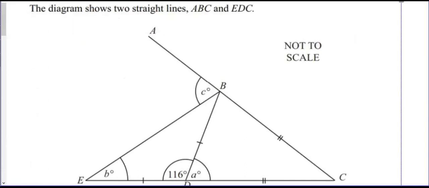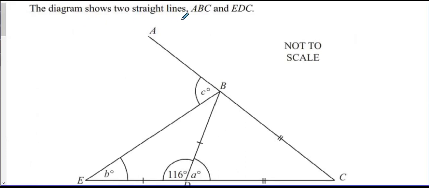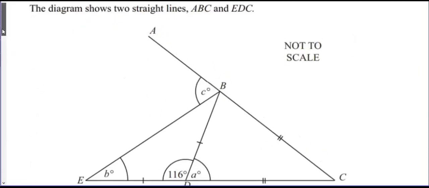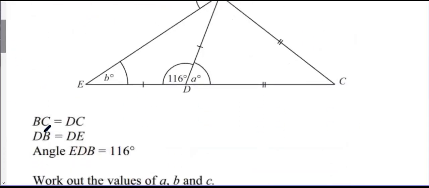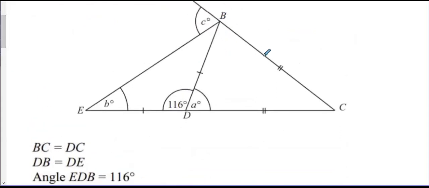The diagram you see here shows 2 straight lines. We are given straight lines: one is ABC, another one is EDC. BC equals DC. You can see that BC equals DC. You can see these 2 lines here, they show that this line and this line are the same, they are equal.